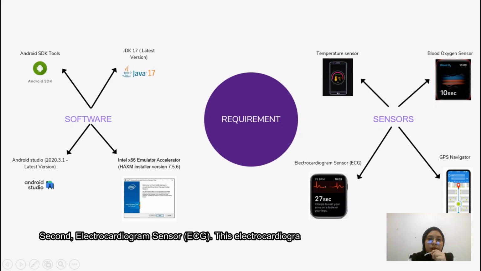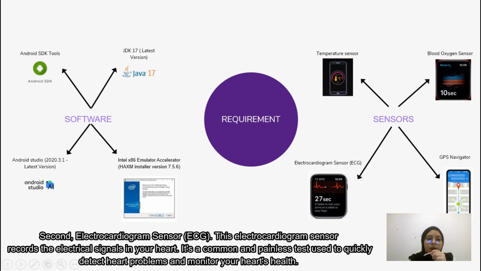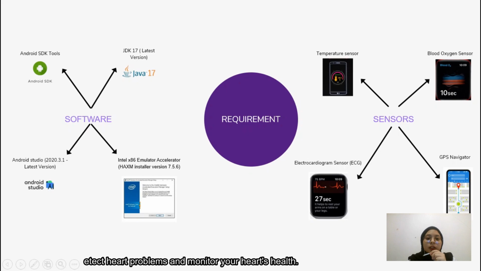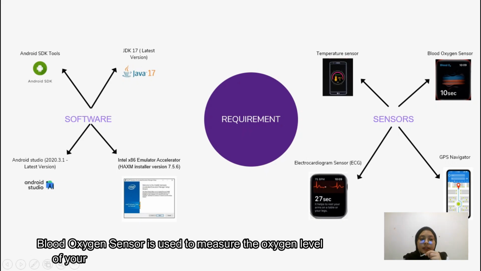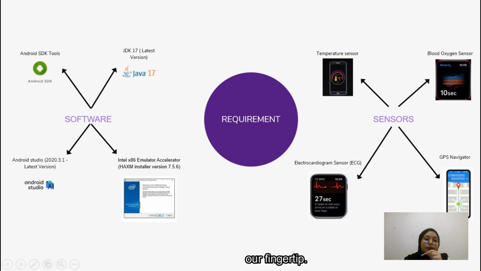Second, electrocardiogram sensor or ECG. This electrocardiogram sensor records the electrical signals in your heart. It's a common and painless test used to quickly detect heart problems and monitor your heart health. The third sensor is blood oxygen sensor. Blood oxygen sensor is used to measure the oxygen level of your blood on demand directly from your fingertip.